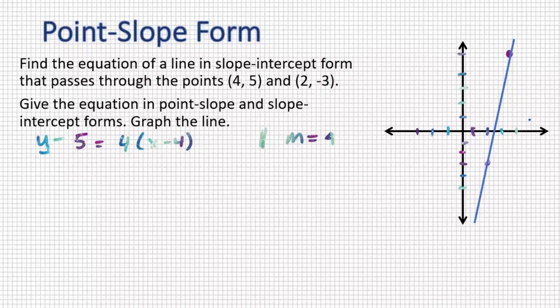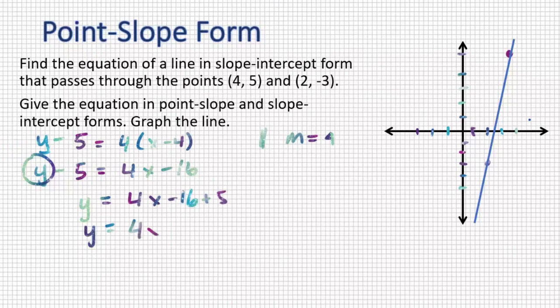In other words, take the point slope form and rewrite it so that it's in the form y equals mx plus b. We'll start by using the distributive property to undo the grouping. So y minus 5 is equal to 4x minus 16. I want to isolate y, have it on its own on the left-hand side, so I'll move the negative 5 over to the right-hand side by adding 5 to both sides. That gives me y is equal to 4x minus 16 plus 5. And finally, we find that y is equal to 4x minus 11.